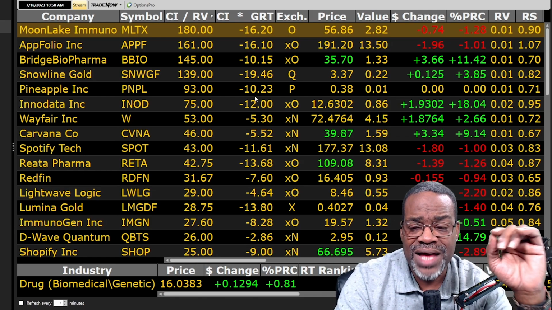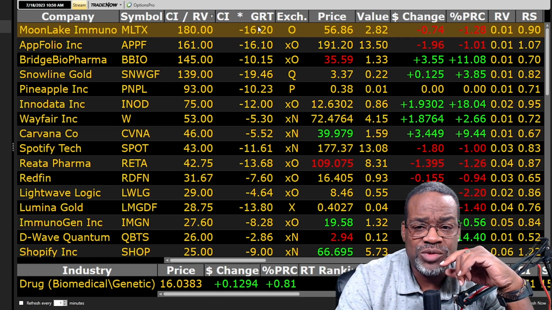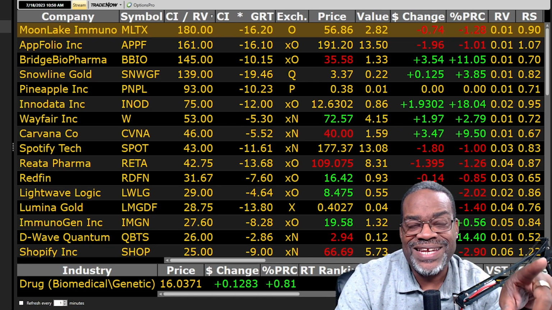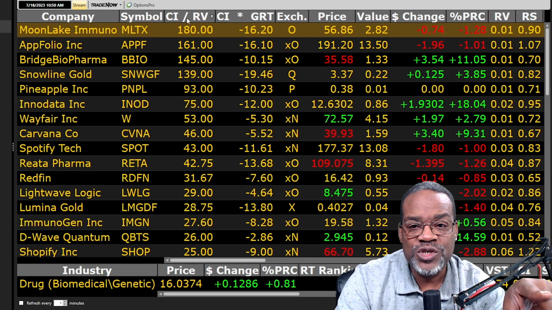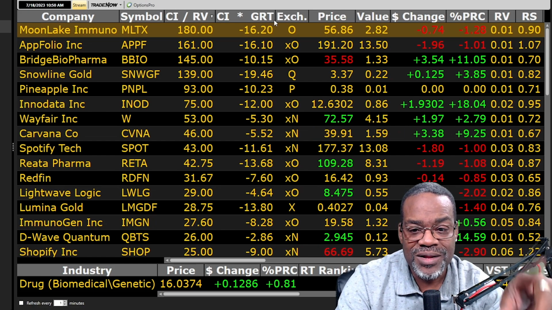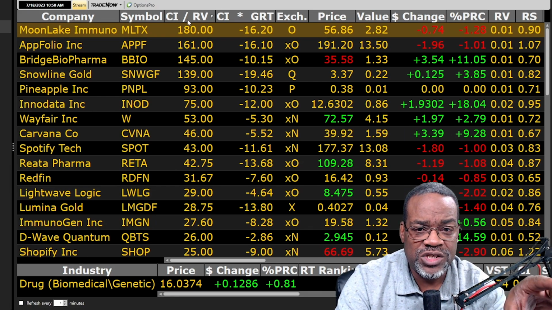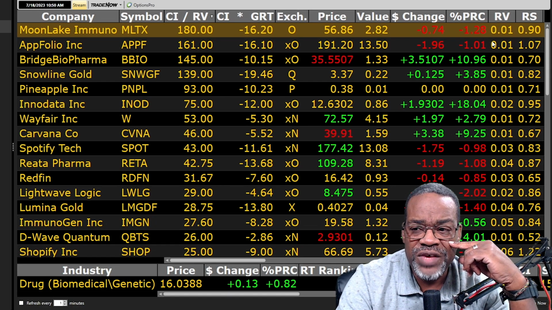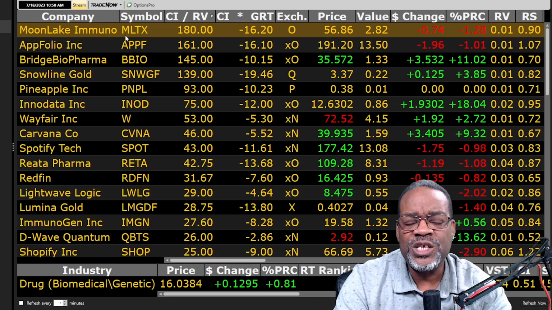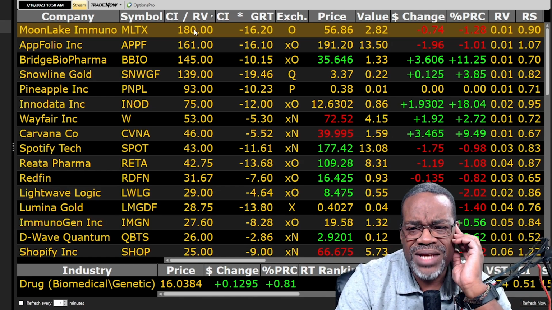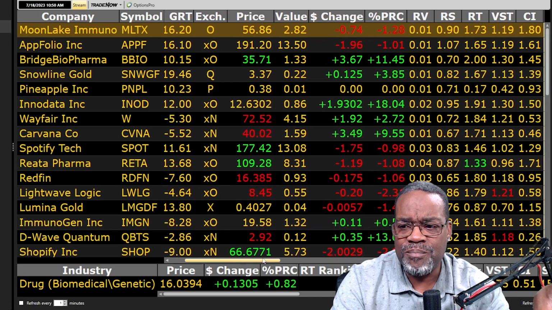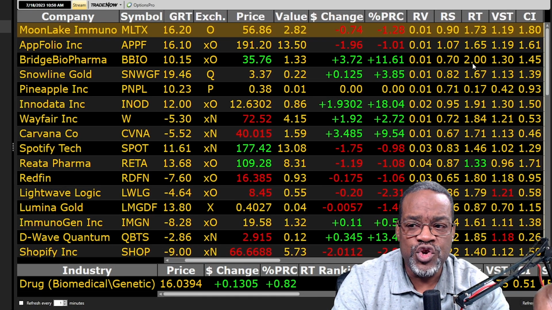Now, a lot of these stocks, look at this. Look at the CI times earnings growth. Not nearly as good right here. As I add different sorts, more sorts will show up in here as well. All right, but I'm sorting right now on CI divided by RV. Moonlake, look at that RV. RVs are so low, but these prices are going up. What does that tell me? That probably tells me that these stocks are moving by way of news.